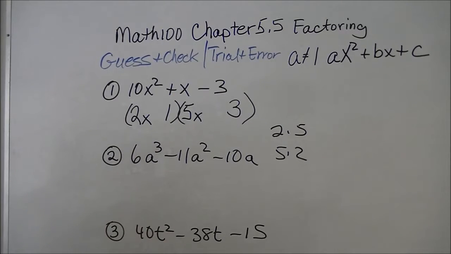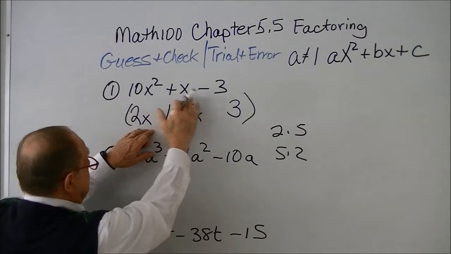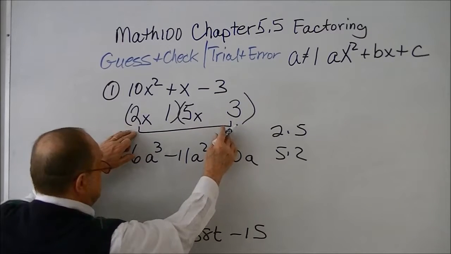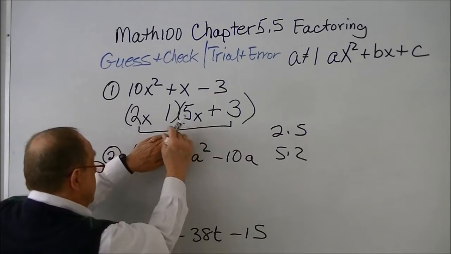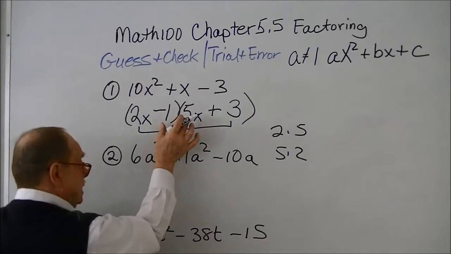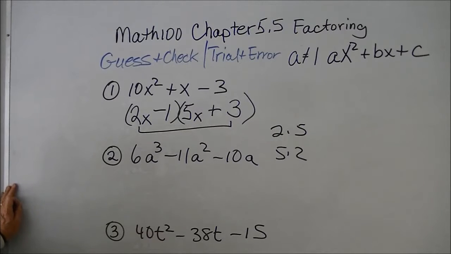Oh, I think I hit it right away. So what will my signs be? Well, this is a positive 1 here. So the outers will give me a positive 6x, my inners a negative 5x. When I add them together, I get a positive 1. Okay. And then you FOIL it to check. And that one looks good.